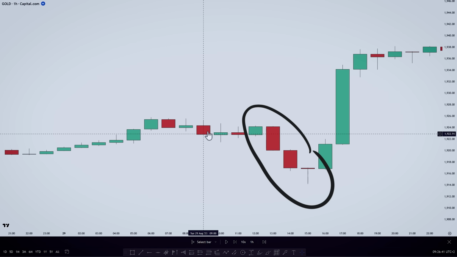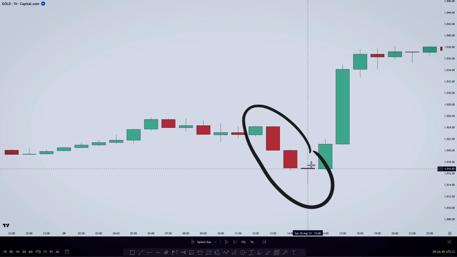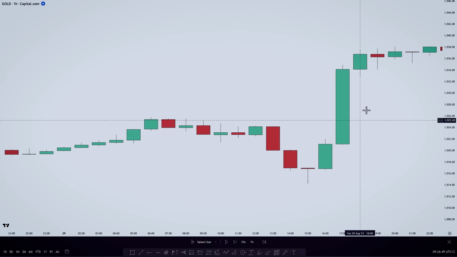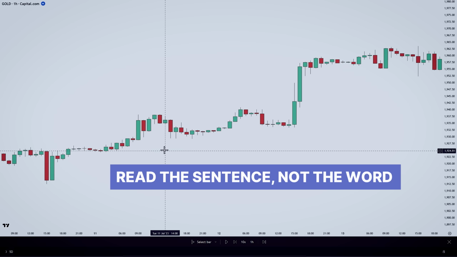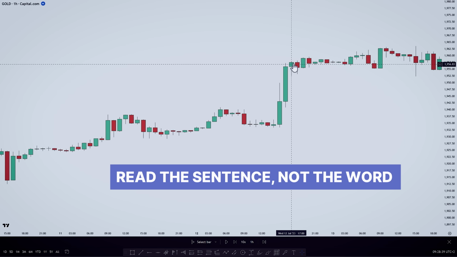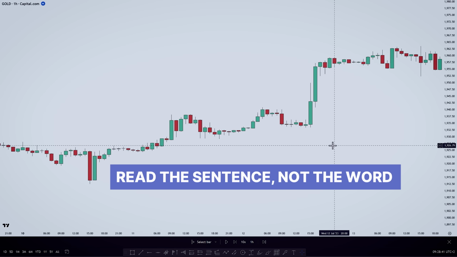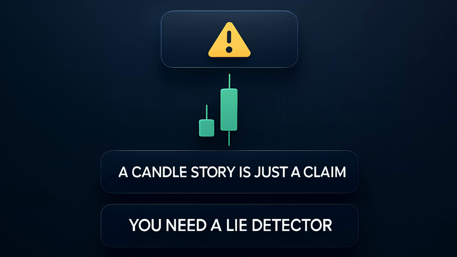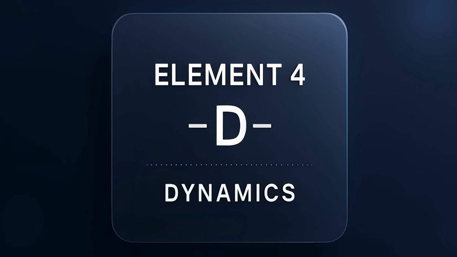Now watch a pullback. If the red candles are getting smaller with long lower wicks, sellers are exhausted. A reversal might be coming. So don't read the word, a single candle. Read the full sentence of candles. Now, a candle story is just a claim. You need to know if it's true. For that, you need a lie detector.